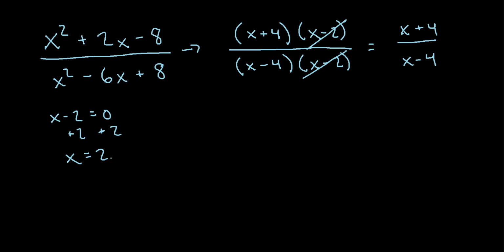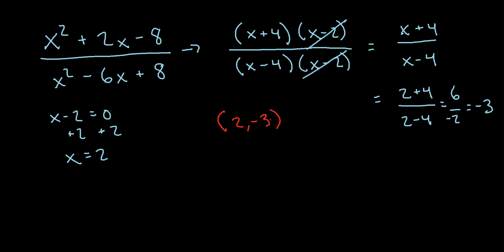Now we just need to find what's the y value that corresponds to this. Well, we can just plug this into our simplified expression of (x plus 4) divided by (x minus 4). So when we do that, we get (2 plus 4) over (2 minus 4). So 2 plus 4 is 6. 2 minus 4 is negative 2. So 6 divided by negative 2 is negative 3. So that's our y value. So the hole occurs at (2, negative 3).